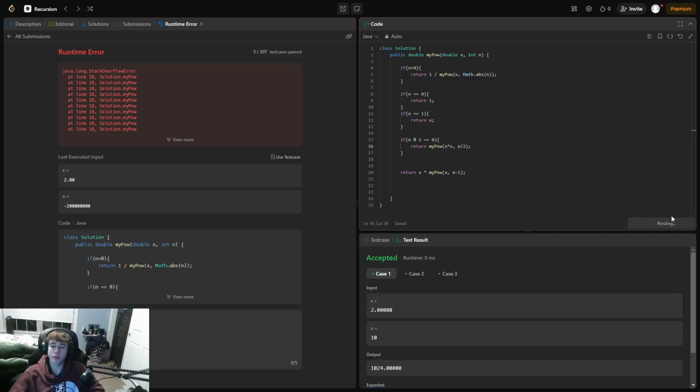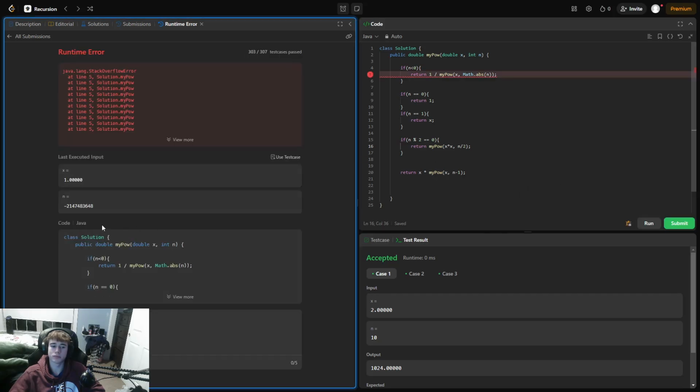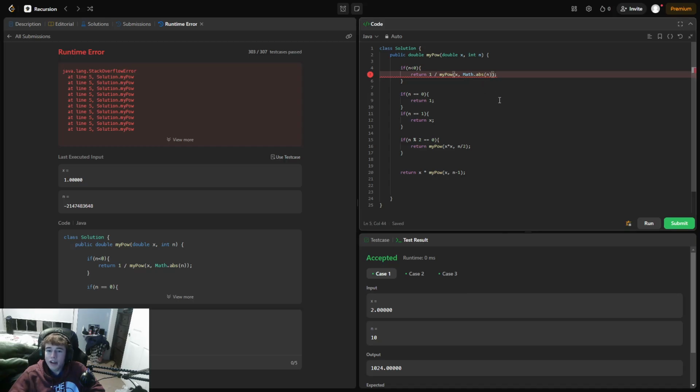So the first one works, and okay, we have a Stack Overflow error on this line up here because it's out of bounds. The reason for that is because you can't use absolute value on something that's at the integer limit. So instead, we're going to negate this by subtracting. We're just going to do it right in there, right away.